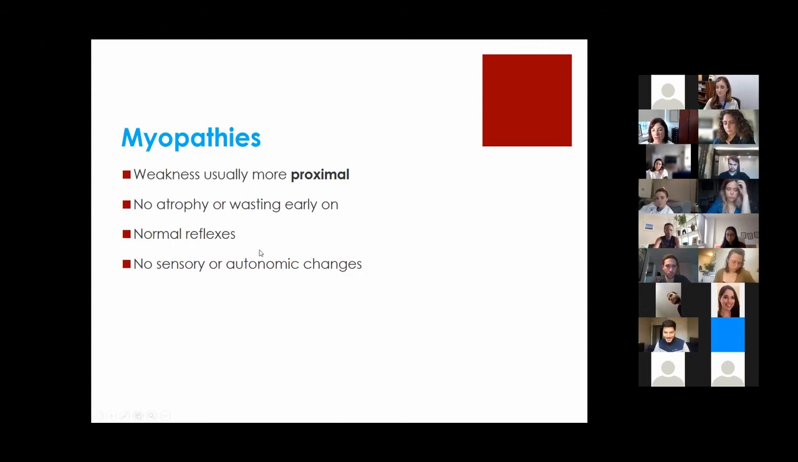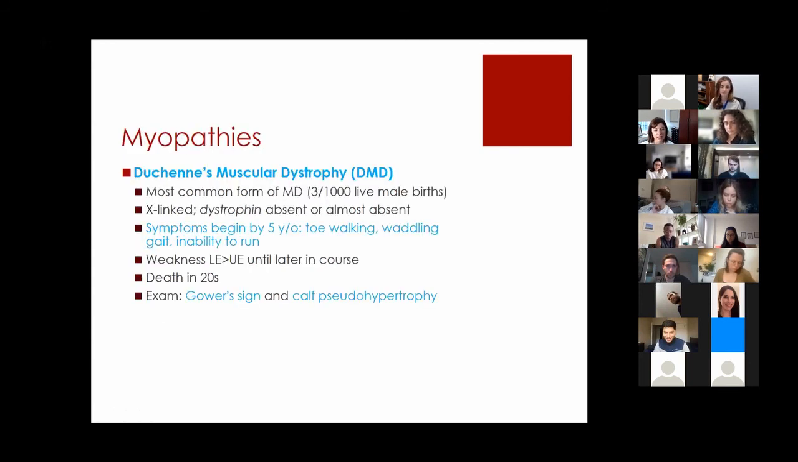Myopathies, to finish off: weakness is usually more proximal. They may or may not have atrophy or weakness. Reflexes are normal. Obviously, there are no abnormal sensory symptoms or autonomic changes. There can be inherited or hereditary myopathies, which are usually referred to as muscular dystrophy. Duchenne's is one of the most common forms of muscular dystrophy, which is X-linked.